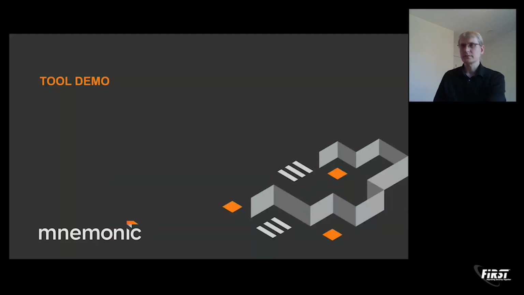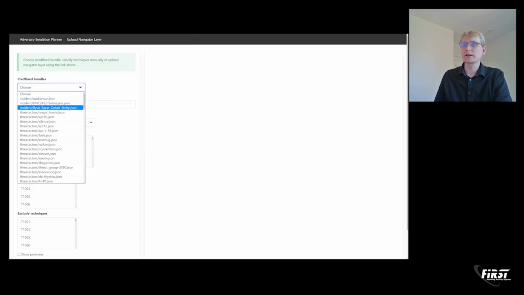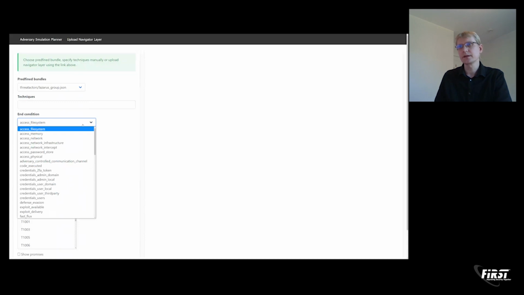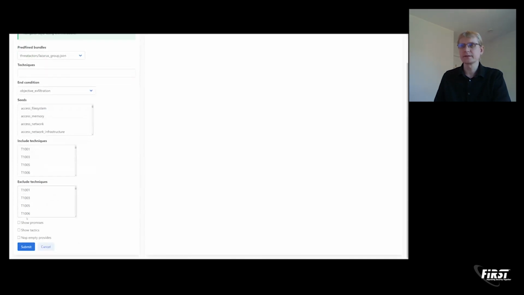So I want to give a quick demonstration of what this tool looks like and how it works. The tool on GitHub is command line, but we have a prototype web interface, which is shown here. And in order to run the tool, you first have to select a threat actor or incident. So for this example, I'll use the Lazarus group. Then you need to select an end condition. So I will choose objective exfiltration, which means they want to find the information they're after and exfiltrate it. I want the tool to show the promises that were obtained or provided during its stage, and then run it.